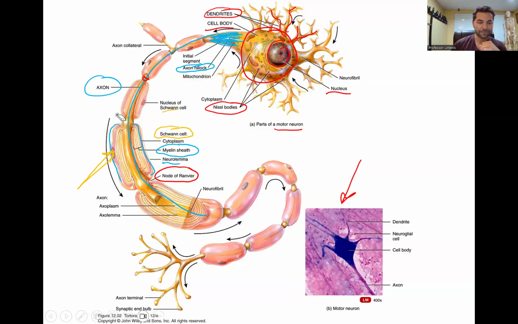If I could just get rid of that. So everything I'm highlighting here are the key points to this neuron, and I will label it for you, obviously, on a picture in a second.